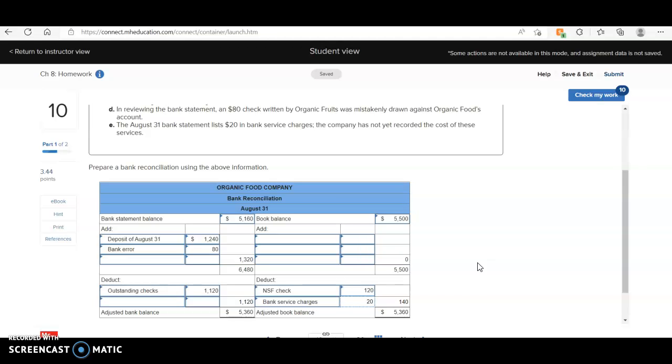As far as the second part, now we have to make sure that we do our journal entries for anything we adjusted on the book side. Remember, we don't adjust anything on the bank statement side. There's no journal entries for the bank statement side. It's only for the book side. So if we look at the book side, we see that we have two deductions. Again, we're adjusting our cash account here. So anytime we're adding, that means you're going to be debiting cash because you're adding cash, increasing it. Anytime you're deducting, you're going to be crediting cash. So we know here we have two credits to cash, and then we have to figure out what the debit side is to those. So let's look at number 11 to do those entries.